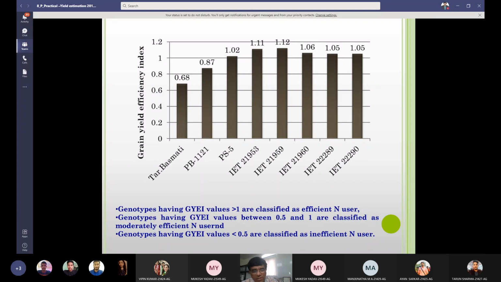Now you can have these genotypes on the x-axis. On the y-axis you can plot the grain yield efficiency index. So for every variety you get a different grain yield efficiency index. In this case, for Taraori Basmati you have 0.68, Pusa Basmati 1121, 0.87 and so on. So in this case, you can see 3 or 4 varieties are having more than 1. Varieties which are having more than 1 are nitrogen use efficient, and varieties like the one with 0.68 are not nitrogen use efficient.